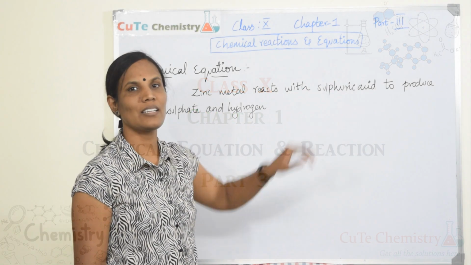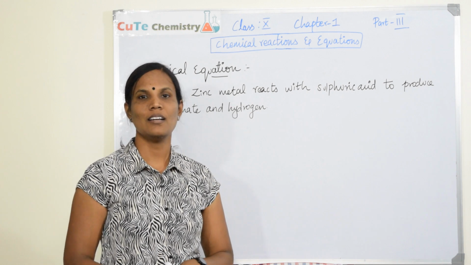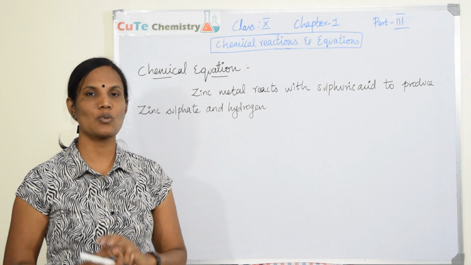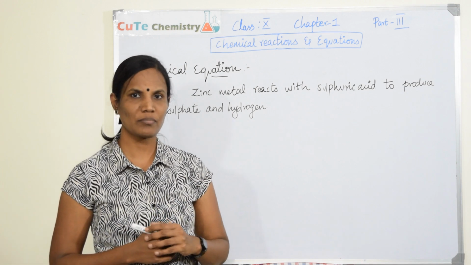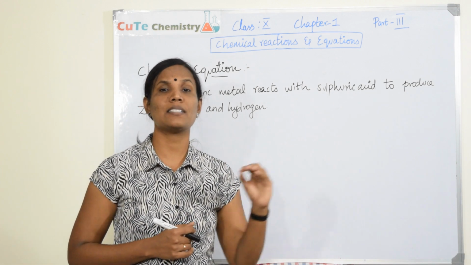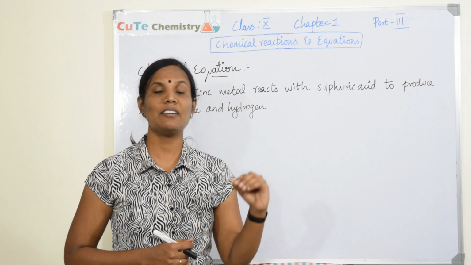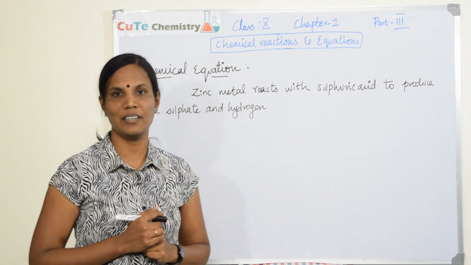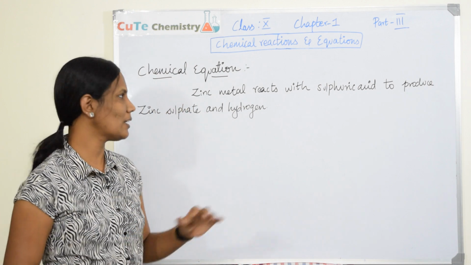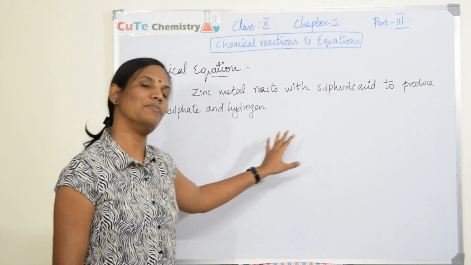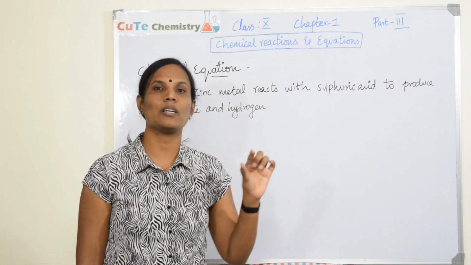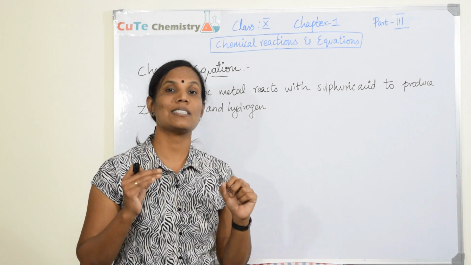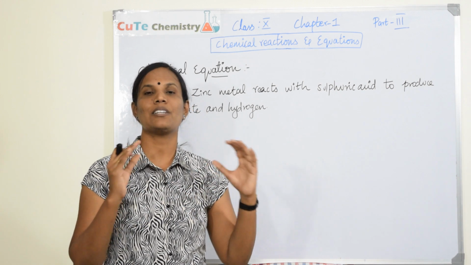We are in part 3 of chemical reactions and equations, and in today's session we are going to study about chemical equation. So what is meant by chemical equation? The way of representing a chemical reaction in the form of symbols or chemical formulae is called a chemical equation. We know how to represent a chemical reaction as a word equation, but we have to represent the chemical reaction in the form of symbols as well as chemical formulae. Then the equation will get complete.